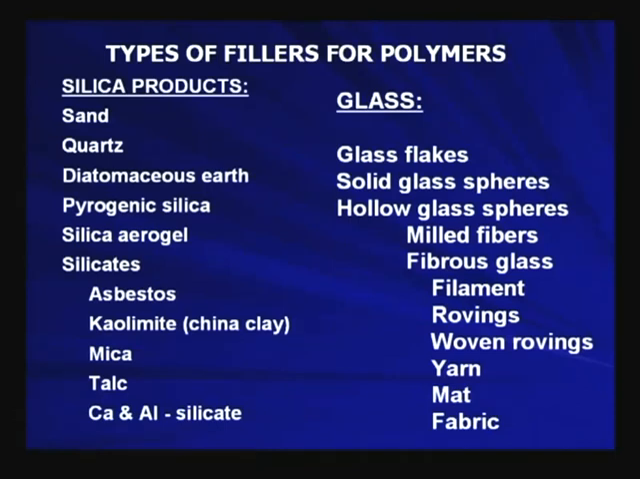Then asbestos, kaolinite, which is called China clay, mica in flake form, in particle form, talc, talcum powder, calcium and aluminum silicate, these are used as fillers. Then glass based fillers, say glass in the form of flakes, glass spheres, that may be again hollow glass spheres, milled fibers, means chopped or very short glass fibers, fibrous glass in the form of filament, rovings, oven rovings, yarn, mat and fabric.